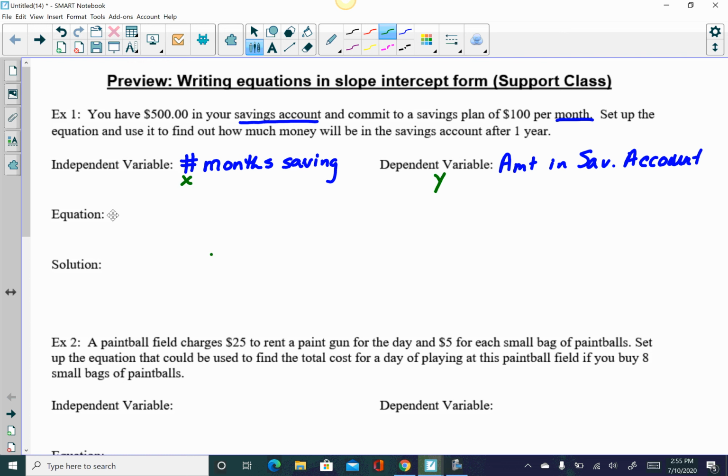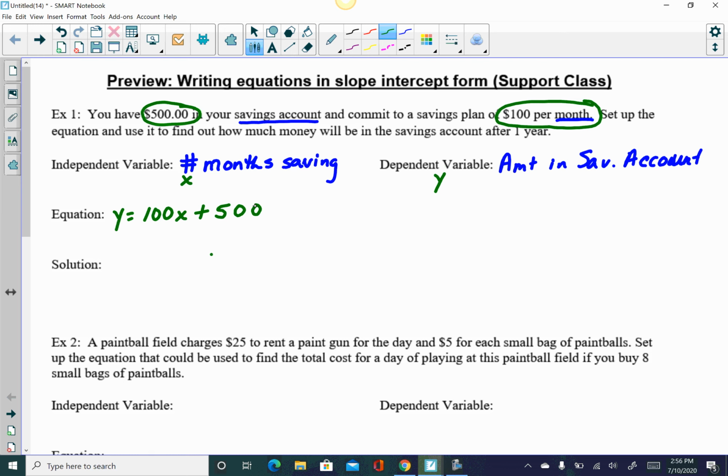So when we go to write our equation, y equals mx plus b. M is your slope, M is how you move, so that's what it's changing by each month. Here we know that we're changing by how much you add in each month, which is $100. So we'll put 100x plus b. Remember, b is your y-intercept, or where you started your savings account, and they told us here that we started it at $500. Okay, that would be our linear equation here.